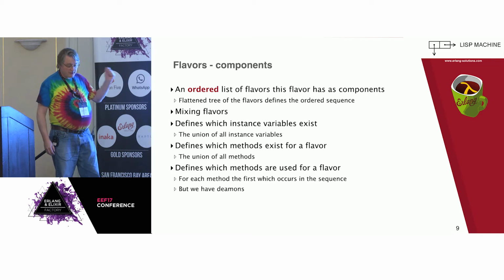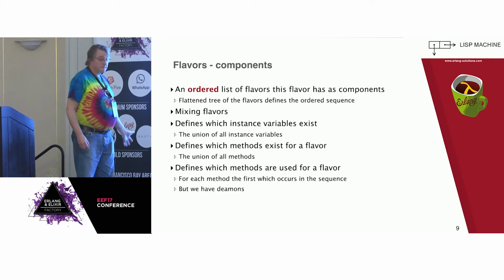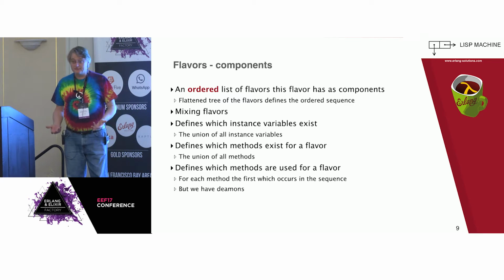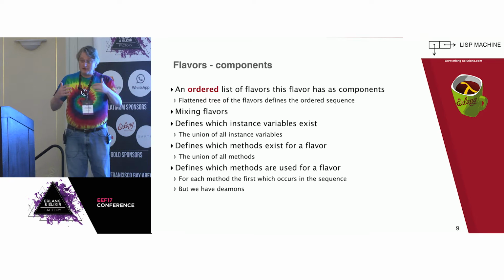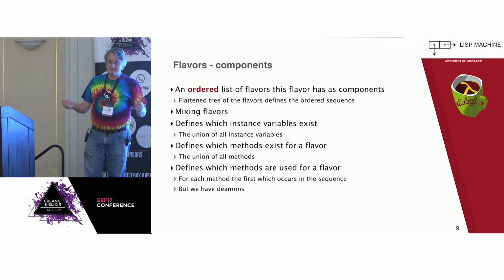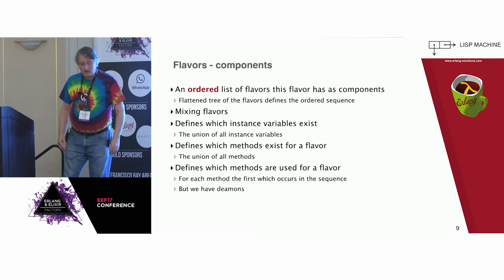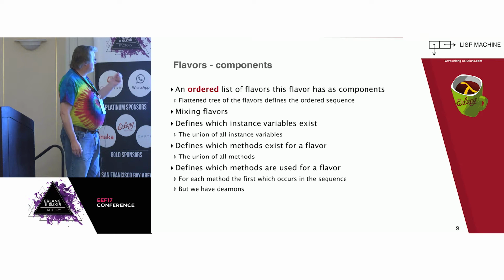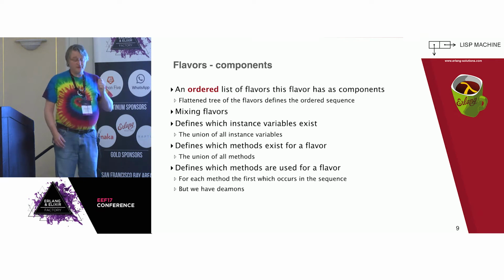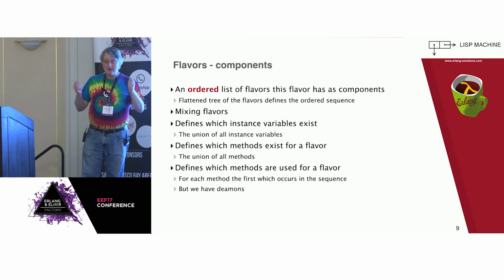So what does a component flavour do? Well, it defines instance variables. A component flavour can have its own instance variables, and in my flavour I will just see the union of all the instance variables from all the components. There's nothing strange there. It also defines which methods exist for a flavour, so for my flavour I'll incorporate the union of all the methods from all the components.